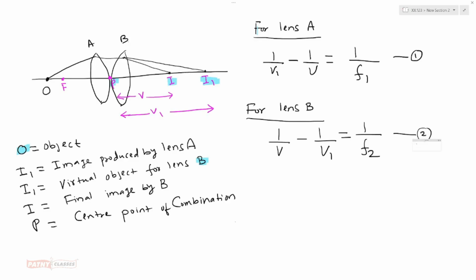Now applying the lens maker formula for lens A and lens B. Lens maker formula for the first lens: 1/V1 minus 1/U equals 1/F1. What is U? U is the object distance, F1 is the focal length of the first lens, and F2 is the focal length of the second lens. Similarly, applying the lens maker formula for lens B: 1/V minus 1/V1 equals 1/F2. Call them equation 1 and equation 2.